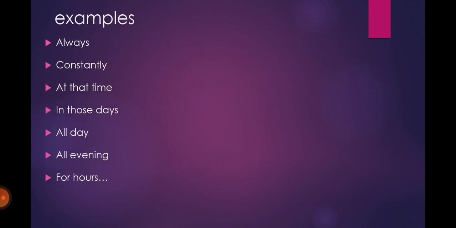We can have other time expressions like always, constantly, at that time, in those days, all day, all evening, 4 hours. You should pay attention to using always here. Always is used with the simple present tense, but here we also use it with the continuous past tense to refer to events that happened in the past but were taking place at that time for a continued period of time.